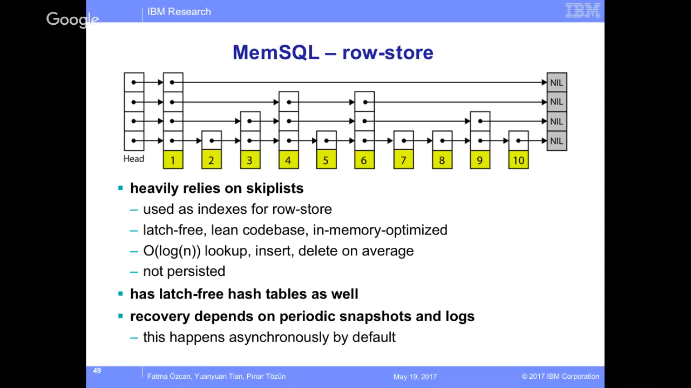But when you restart your system, even though your data is there, your skip list indexes wouldn't be there, so that needs to be rebuilt. Also, they have support for latch-free hash tables and geospatial indexes as well.